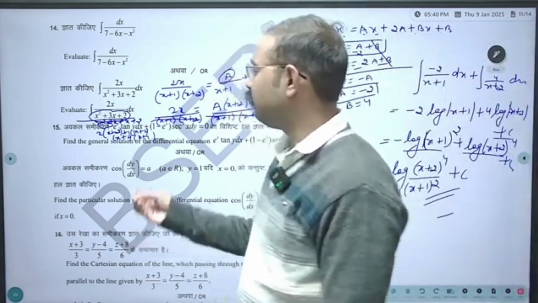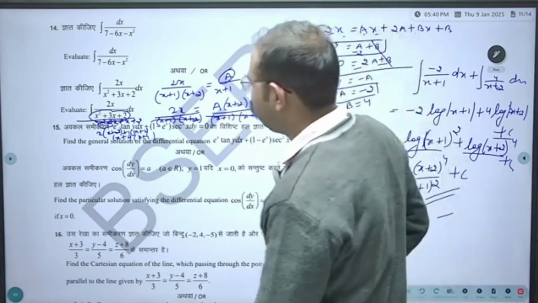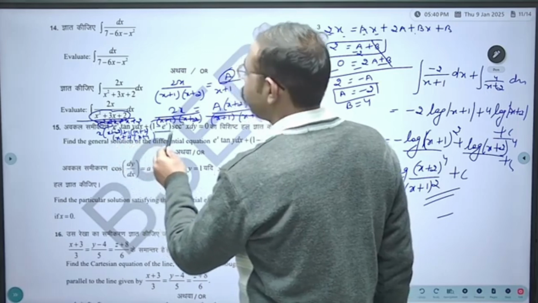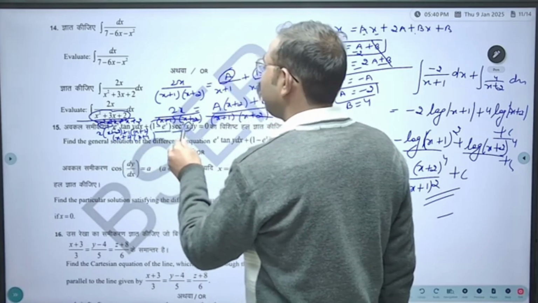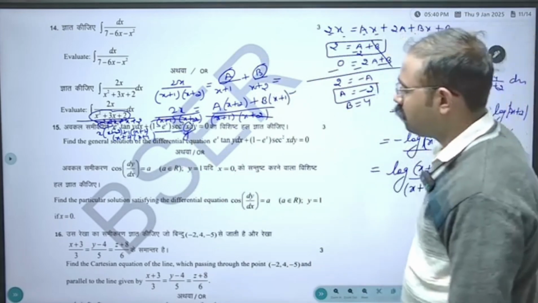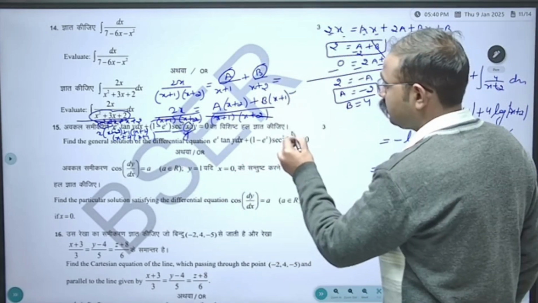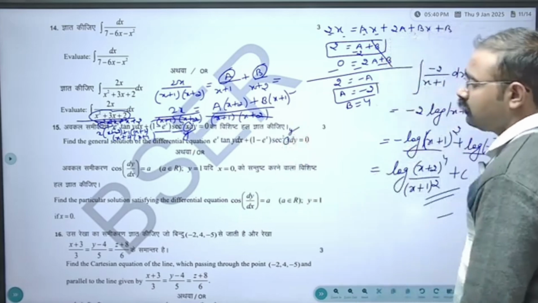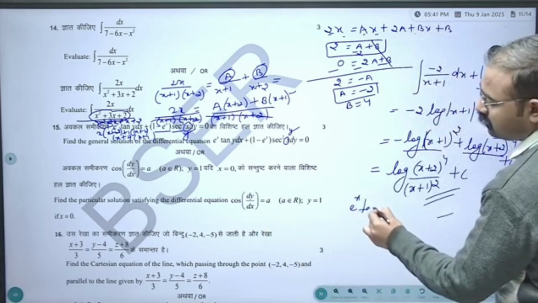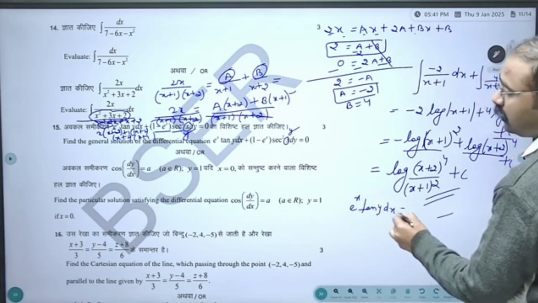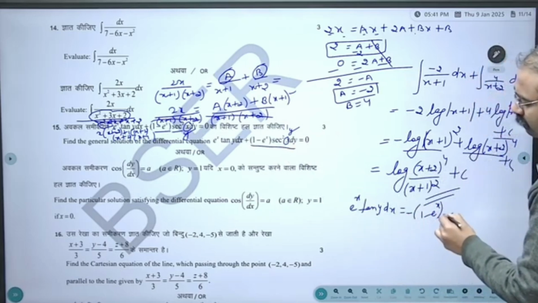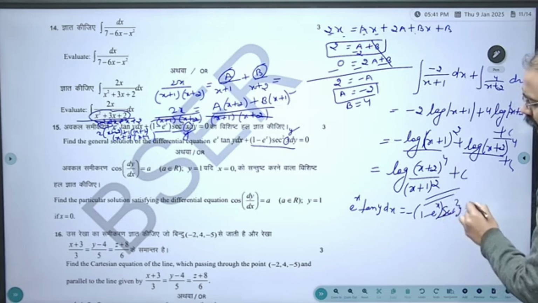In the next question, there are some mistakes in the question, like this is e raised to the power x tan y dx plus 1 minus e power x sec square y dy is equal to 0. At the place of x, y will be there. So at the place of this x, just put y. So how to solve this? E raised to the power x tan y dx, transpose this part to the RHS side, minus 1 minus e raised to the power x sec square y dy.